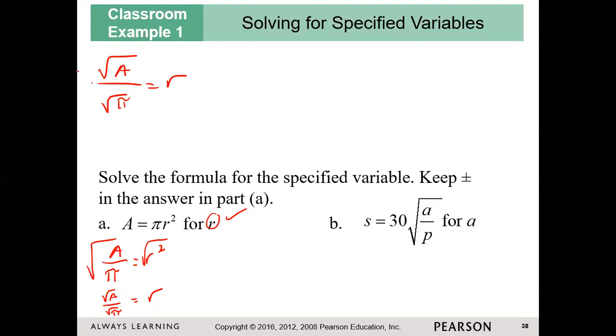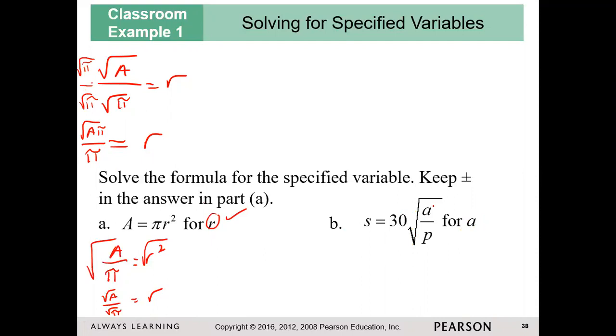So I'm going to multiply by radical pi over radical pi, and that will just give me pi in the denominator, which is fine. And that gives me the square root of a times pi in the numerator. So there it is. We have now solved this for r. It's not violating any of the conditions of a simplified radical. So we did everything that we were supposed to do here.